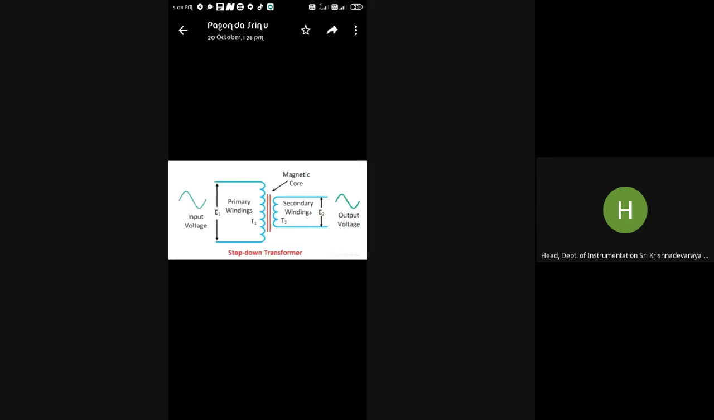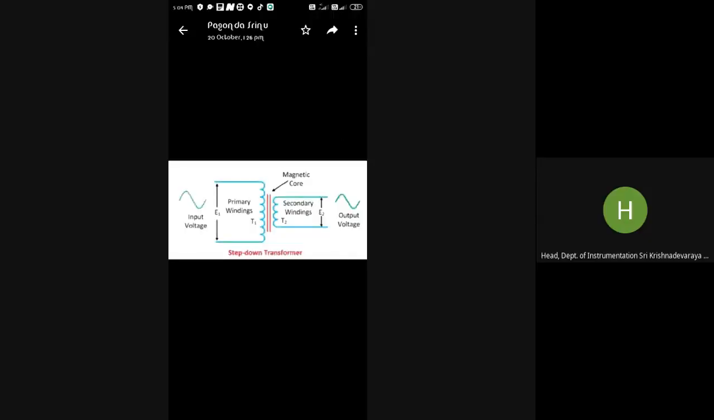Another one is the step-down transformer. A transformer in which the output voltage is less than its input voltage is called a step-down transformer. The number of turns of the primary of this transformer is greater than the turns of the secondary. This transformer works on magnetic induction between the coils.